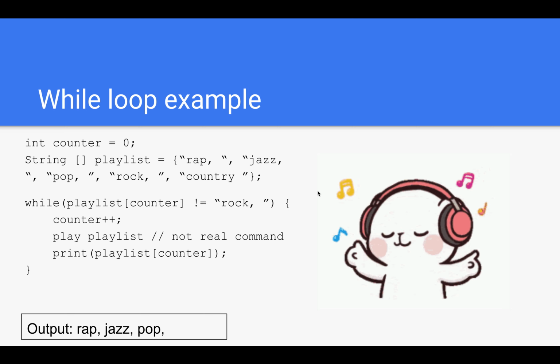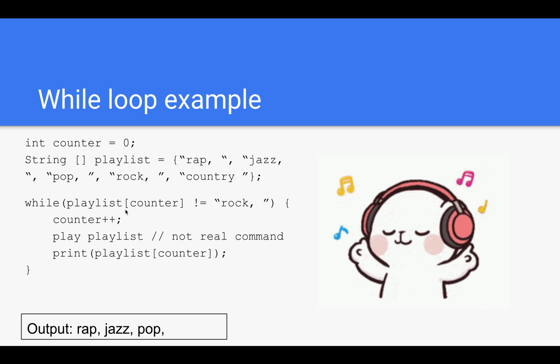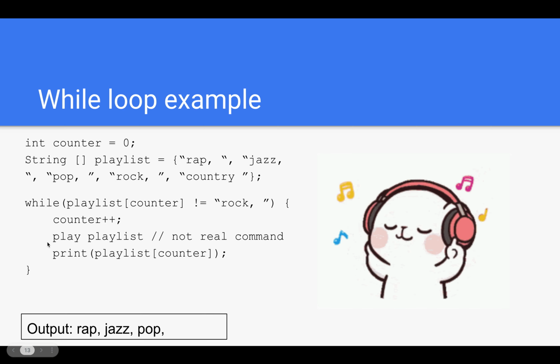Let's say I don't want to listen to the rock song in the playlist. So while playlist counter is not equal to rock, increment the counter, and play the playlist and print the playlist value.